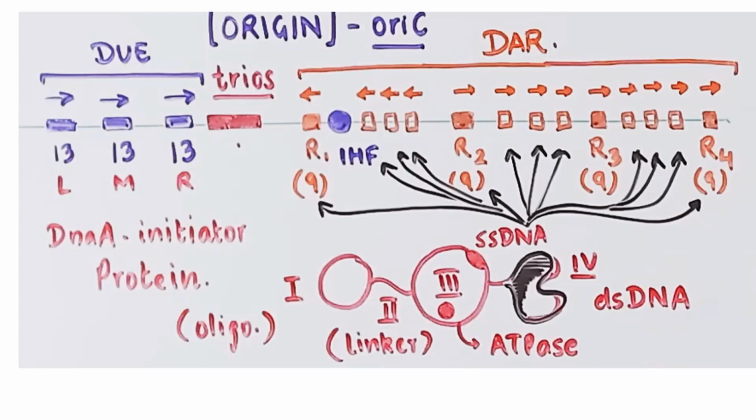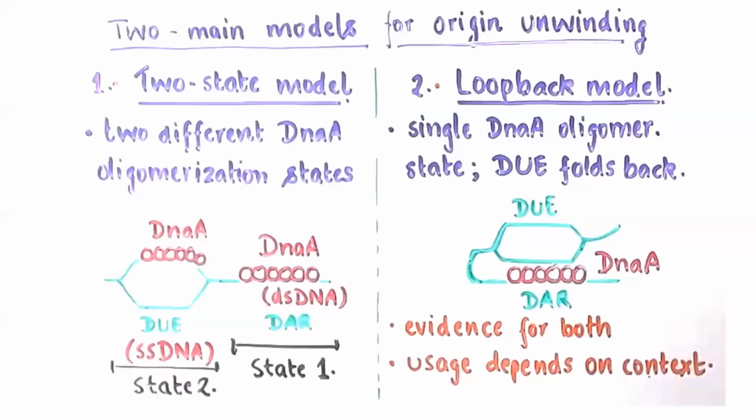Okay, so let's start discussing two models of the origin unwinding. There are two main models to discuss. One is the two-state model and the other is the loop-back model. The two-state model suggests that there are two different DnaA oligomerization states. What does DnaA oligomerization state mean?